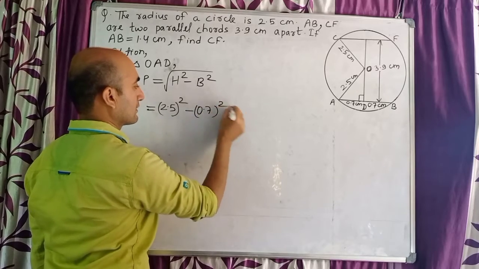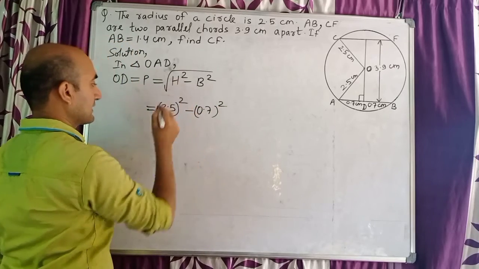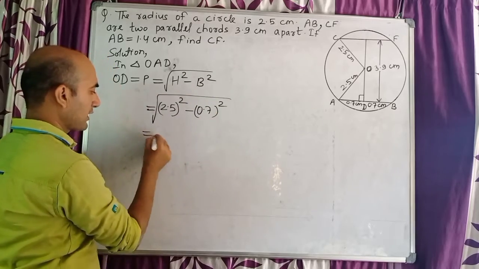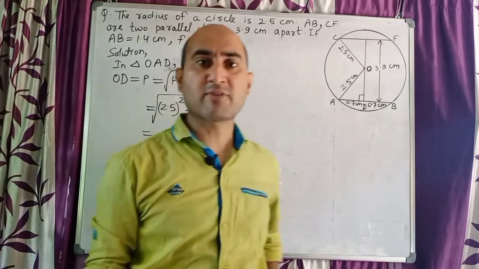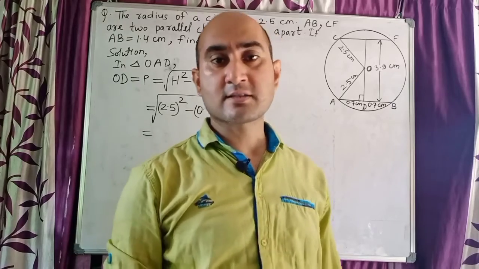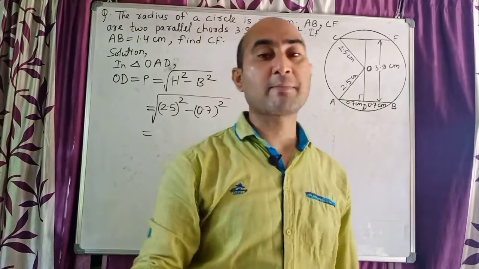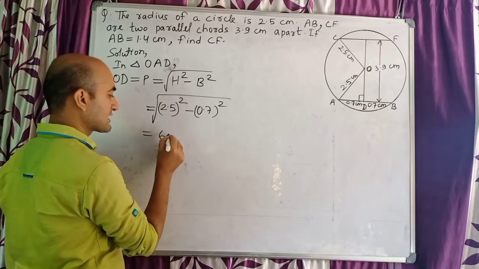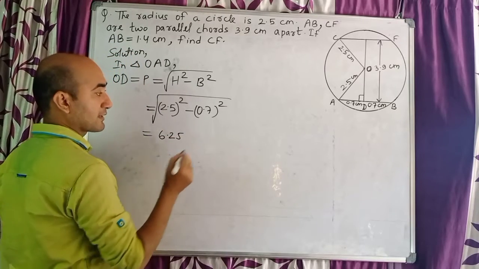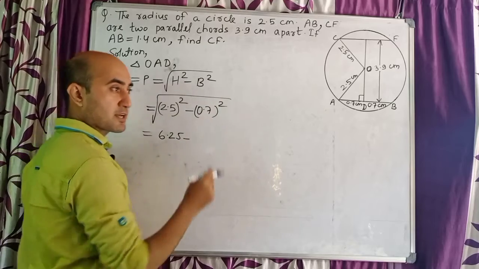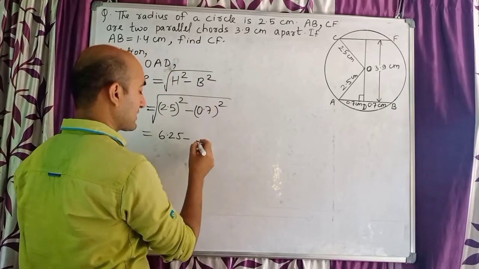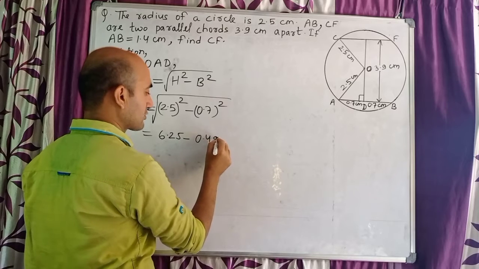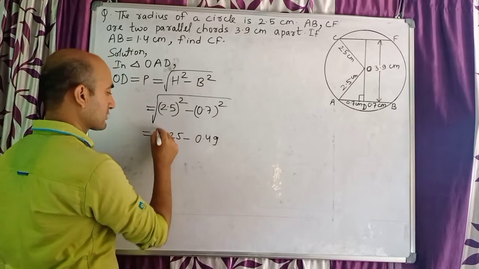0.7 whole square, and there is root over here, so you put root over also here. 2.5 means it's just like 25 only. 25 square is 625, so 2.5 square will be 6.25. 625, but with 2 decimal places, 6.25. Very simple. As 7 square is 49, 0.7 square will be 0.49. This will be the value, and its root over.